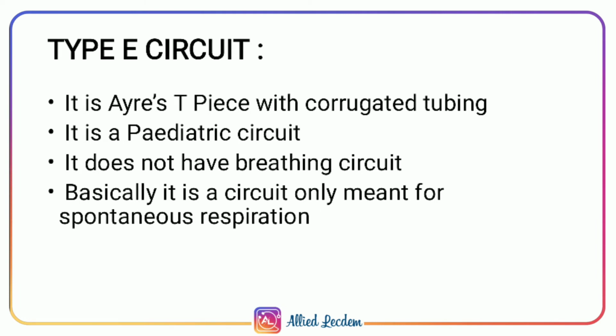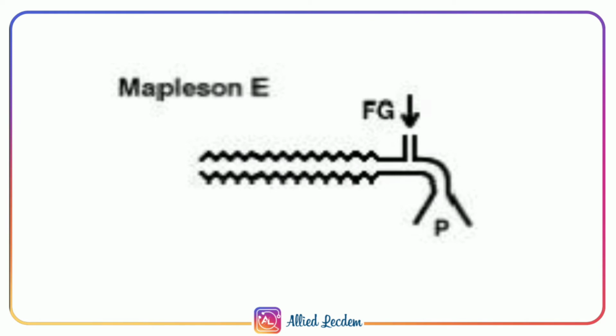Type E circuit, also called Ayre's T-piece, with corrugated tubing. This circuit does not have a breathing bag. It is a pediatric circuit. This circuit is only meant for spontaneous respiration. As it does not have a breathing bag, it cannot be considered a complete circuit. As you can see, the type E does not have any breathing bag.